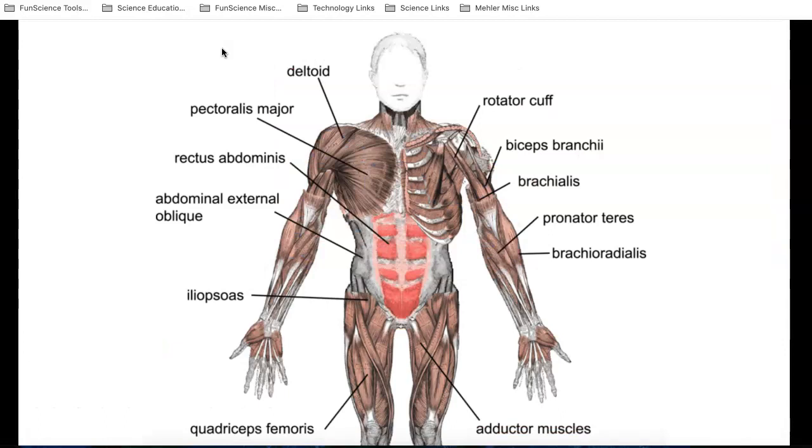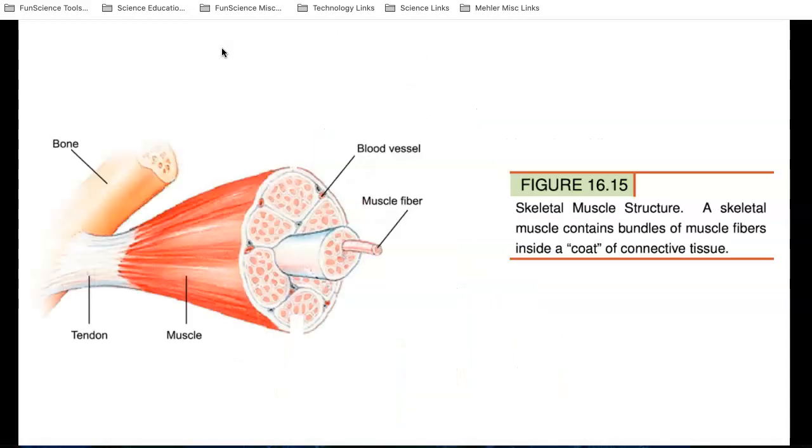Here are some of the major muscle groups. Let's take a look at the arm on the right. We've got the biceps, we've got the pronator, we have all these different muscles. Now, unlike the skeleton, you don't have to have these memorized. I just want you to read through them, take a look at them, and know the major muscle groups.